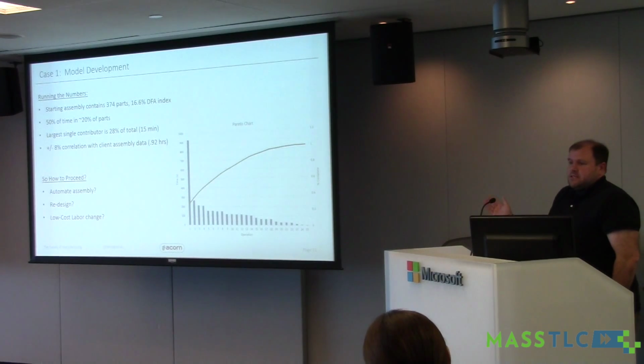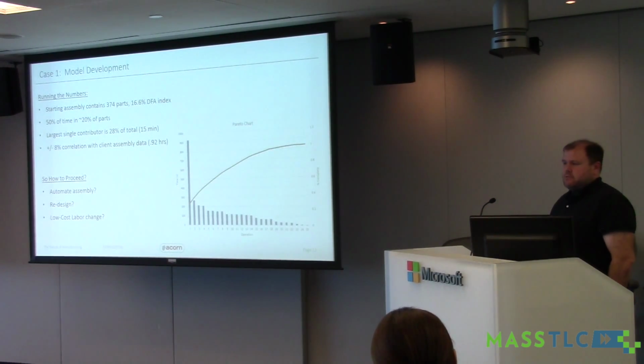again, kind of Paretoing this, saying where do we want to attack? What makes sense from an automation standpoint? What makes sense from a robotics standpoint? Largest contributor is obviously huge here in the chart.